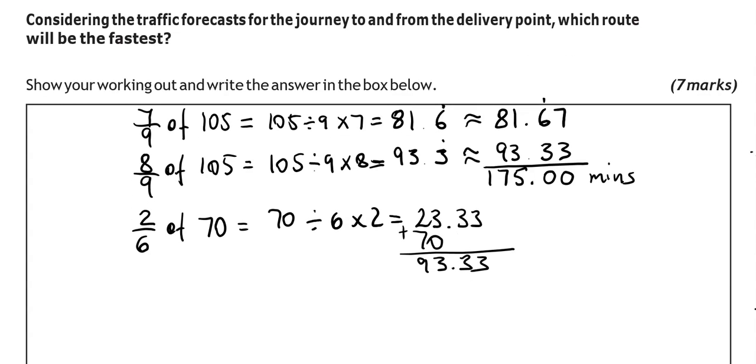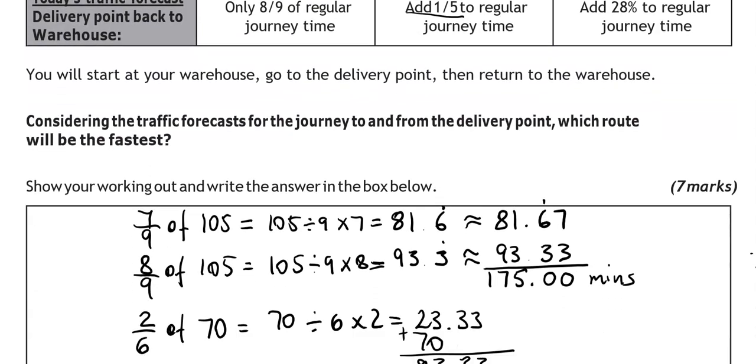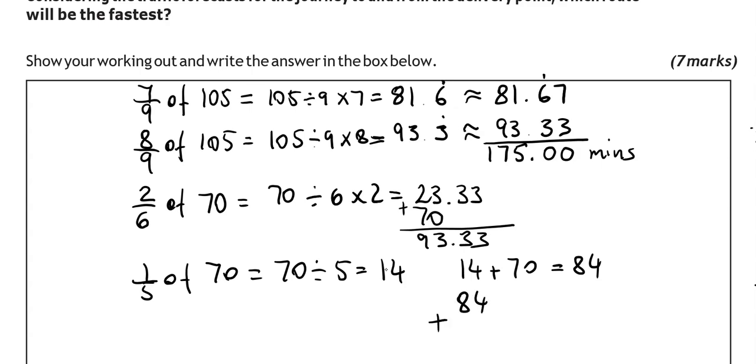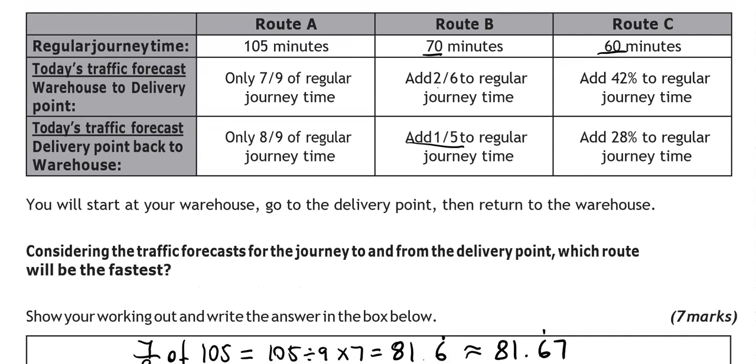So now we've got to work out the traffic. We've got to add 1/5 to regular journey time. So 1/5 of 70, that is 70 divided by 5, which is 14. So 14 add 70 gives us 84. So now to work out the total for this is going to be 84 add 93.33. So 177.33 minutes.